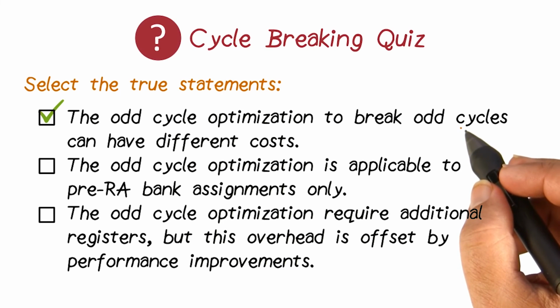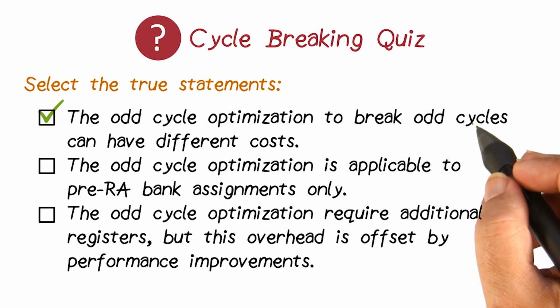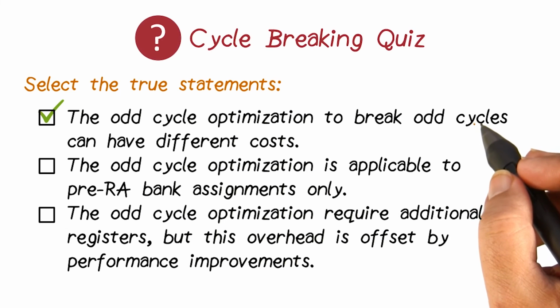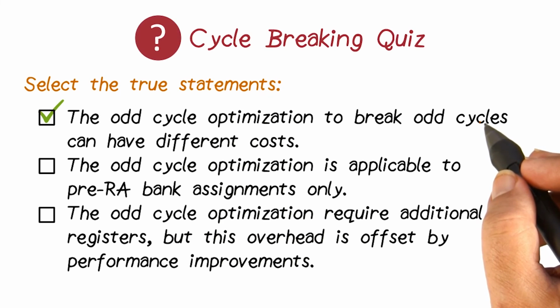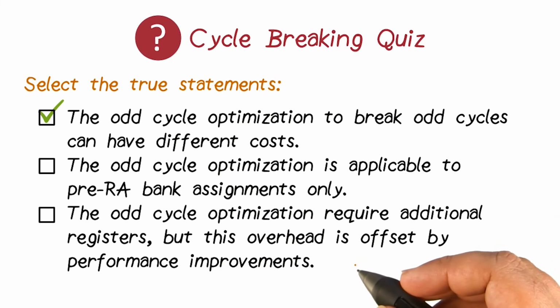The second and third statements are not true. The optimization could be applied to any approach, not just pre-RA, because once the graph is simplified, it is up to the allocator what to do with it. So it is in a way decoupled from the allocator. And the odd cycle optimization requiring additional registers is also not true, because when we break we could simply put a move statement, but it doesn't increase the register pressure. It does not cost more in terms of registers here. It costs in terms of a move instruction.